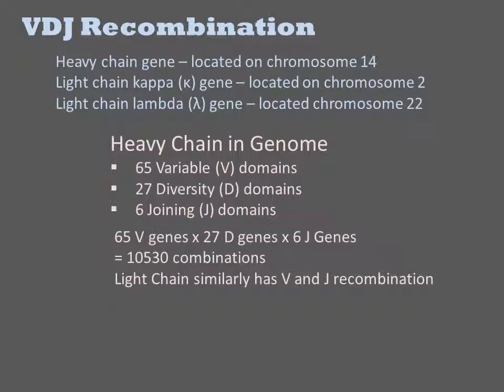If we calculate how many different ways we can rearrange these domains, there are 10,530 possible ways you can recombine these domains in constructing a heavy chain. Though there are fewer V and J domains in the light chains, these further extend the initial diversity by a few orders of magnitude.